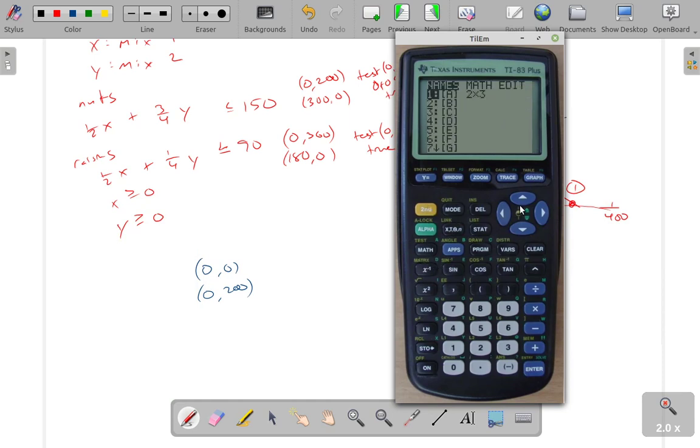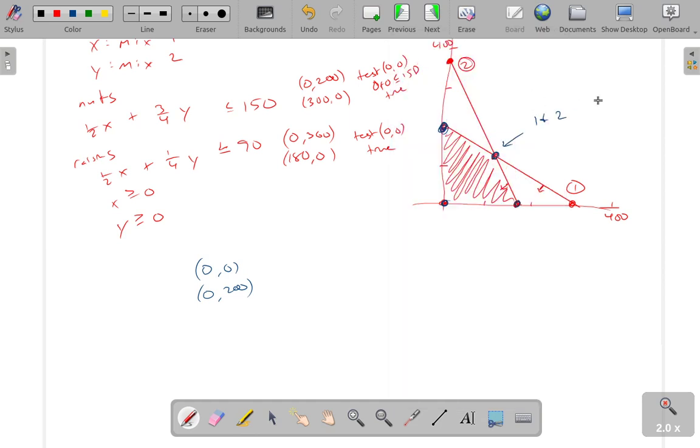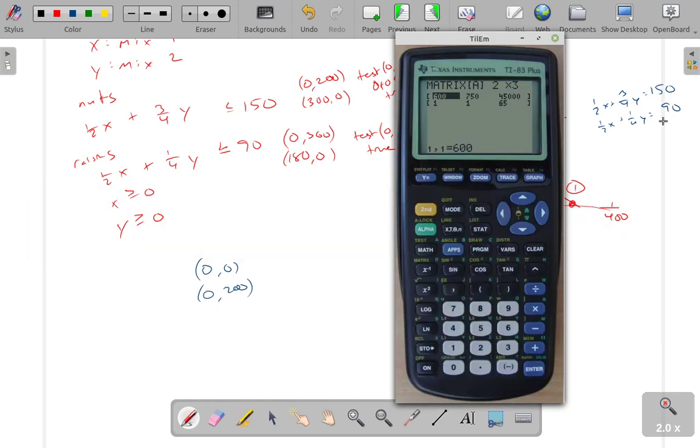Open up a matrix. Go to Edit. This is a 2x3 matrix. Because I'm looking at the system of equations, 1 half x plus 3 fourths y equals 150, and 1 half x plus 1 fourth y equals 90. I'm looking at the intersection of those two lines, so that's why that's the system of equations I'm using. 0.5, there we go. 3 fourths, I guess I could type in 0.75, whatever. 150, 1 half, 1 fourth.